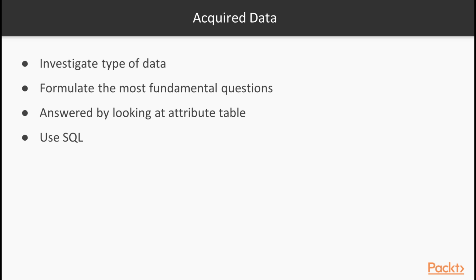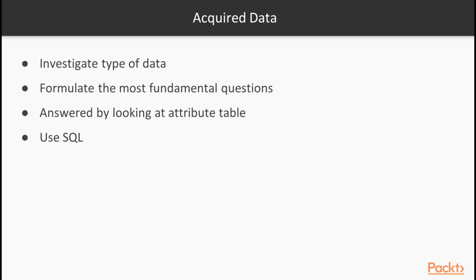Is there enough information for my analysis? Is it of the right type and format? Are there any no data values I should handle? If I need additional information, can I calculate them from the existing attributes? Some of these questions can be answered by looking at the attribute table, while some of them, especially when working with large vector data, can be answered by asking QGIS.